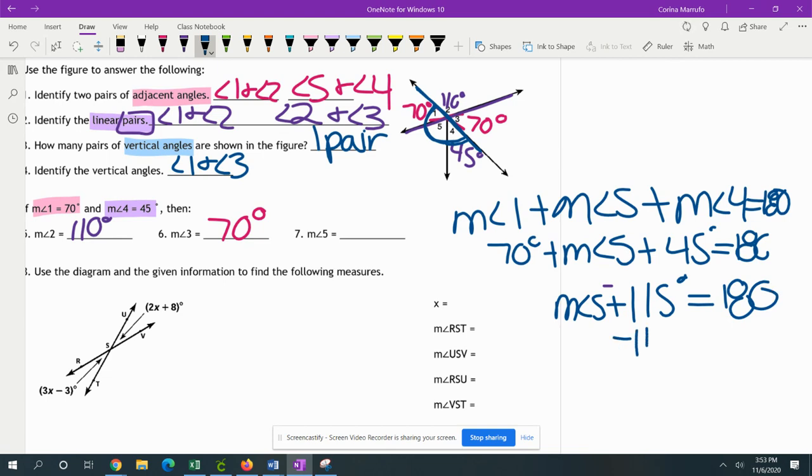Then to solve for it, we subtract the 115. So 180 minus 115, the measure of angle 5 equals 65.